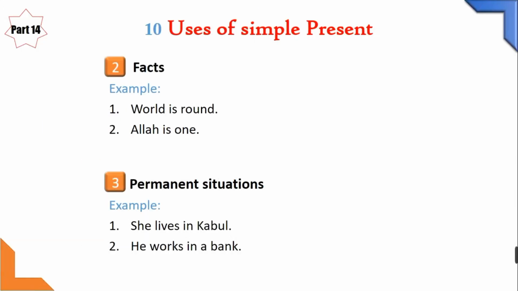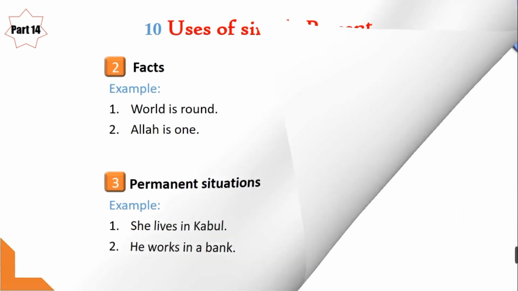Second, facts. Example: The world is round. Allah is one. Third, permanent situations. Example: She lives in Kabul. He works in a bank.